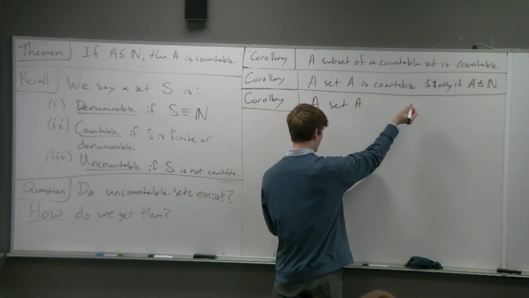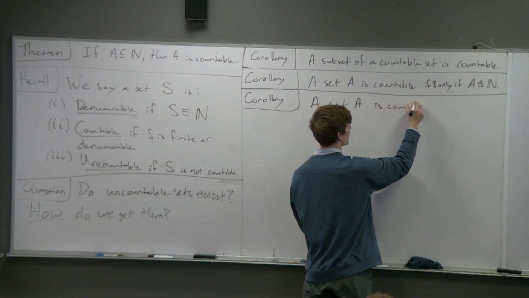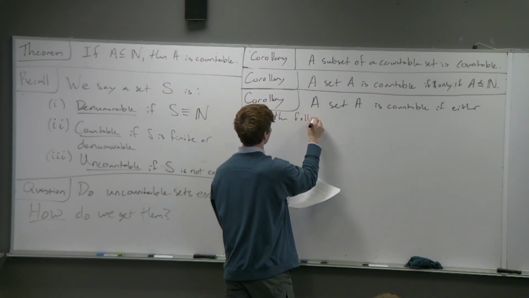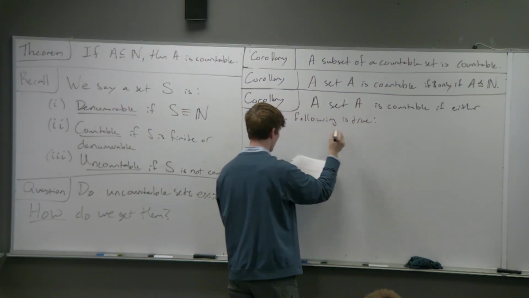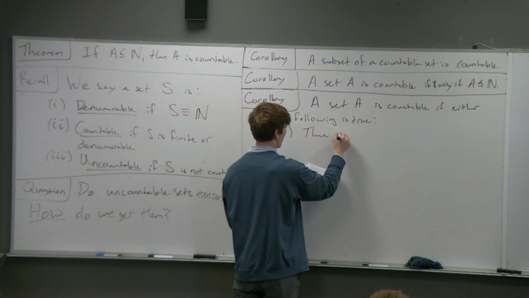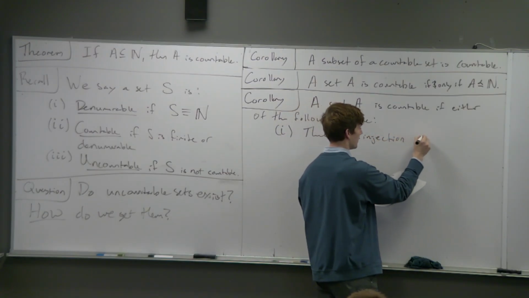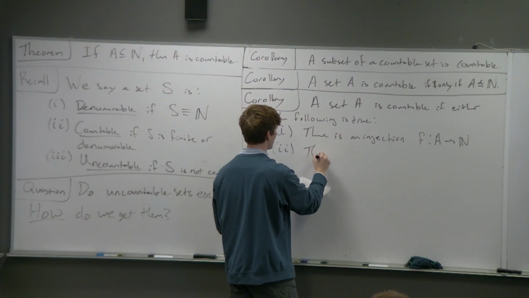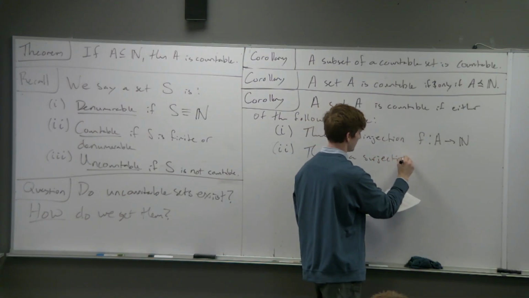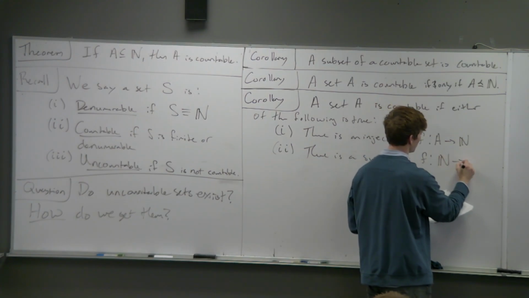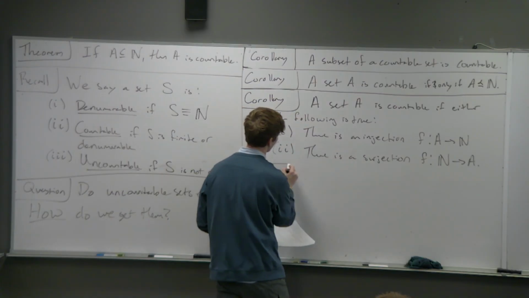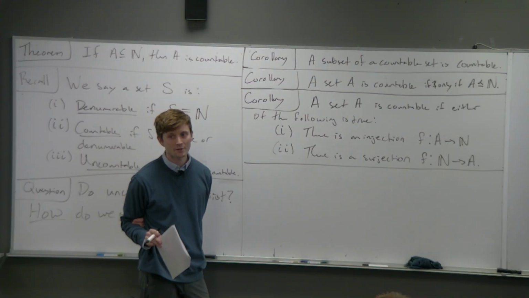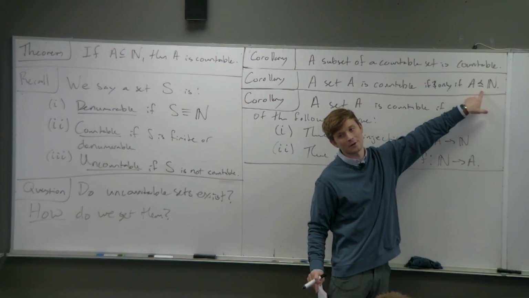A set A is countable if either of the following is true. 1, there is an injection f from A to the naturals. 2, there is a surjection f from the naturals to A. Now, this first one, I think, is relatively straightforward. If there's an injection from A to the naturals, well, that's exactly what this ≼ sign means, right?